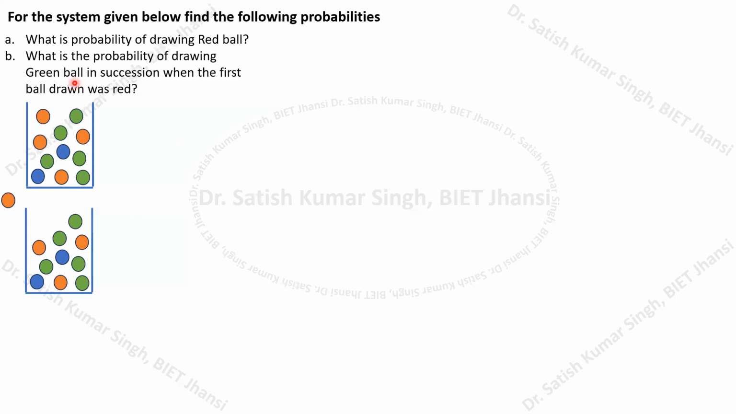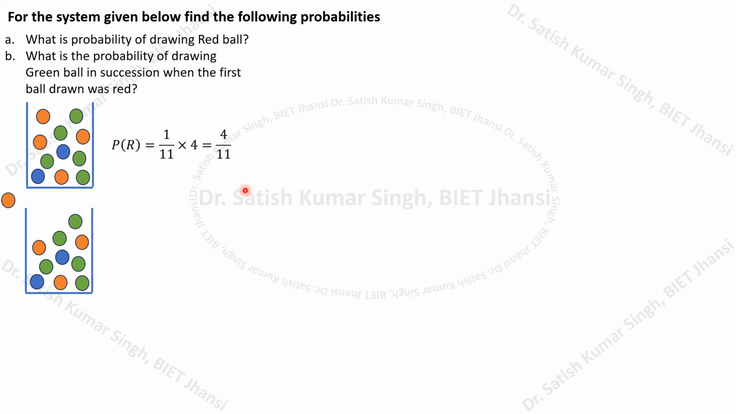Now I can ask you what is the probability of drawing the green ball in succession when the first ball drawn was red. It is already known that in the first case we have already drawn the red ball. Then what is the probability of drawing a green ball in succession, right? We know that in the second case it is the conditional probability that we have to find out, right? So here we can see this example. Drawing the red ball is 4 by 11.